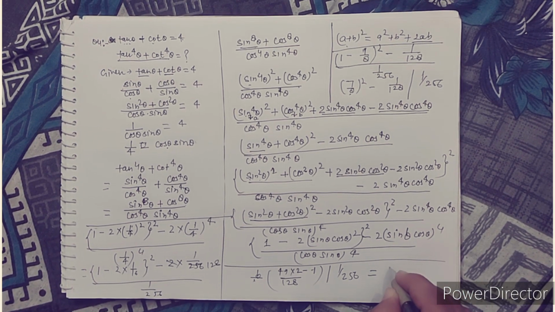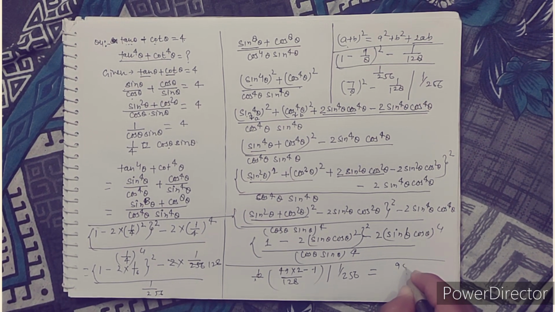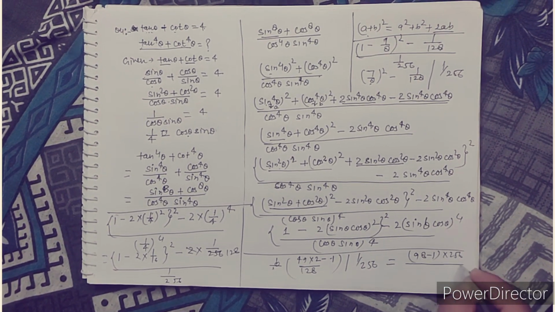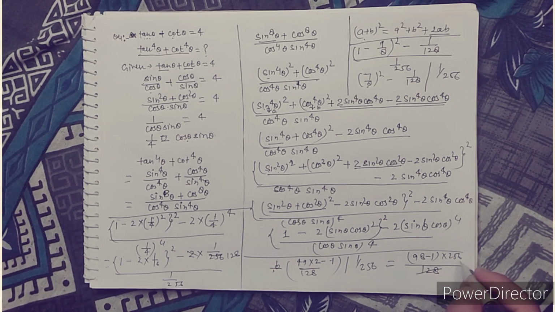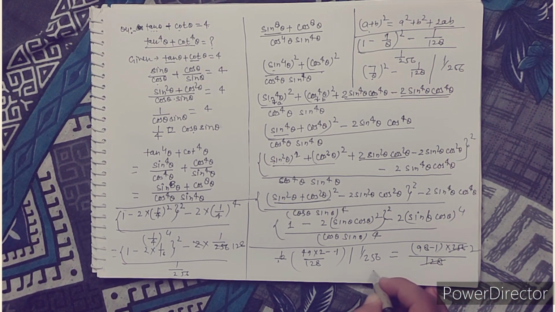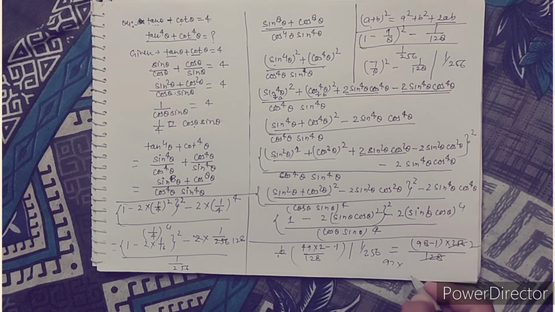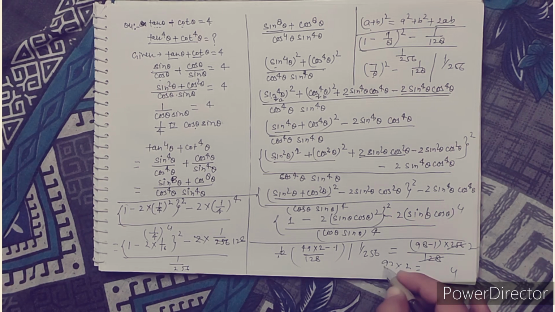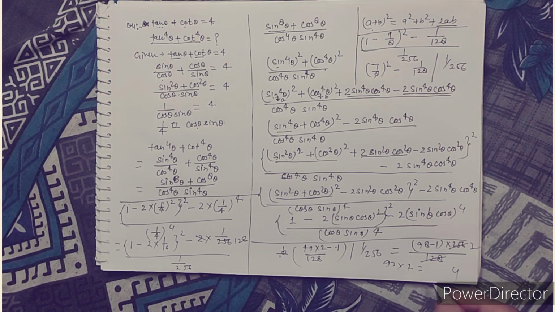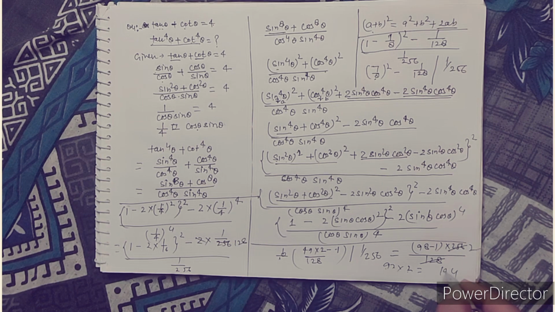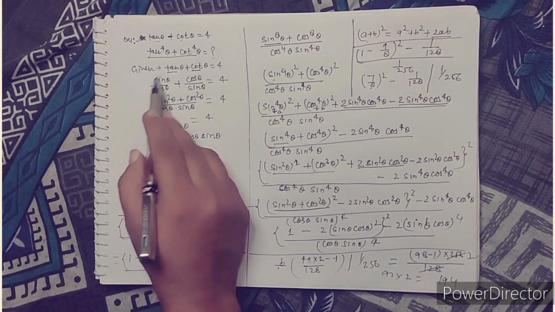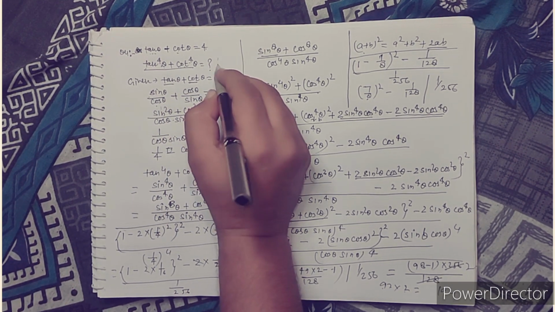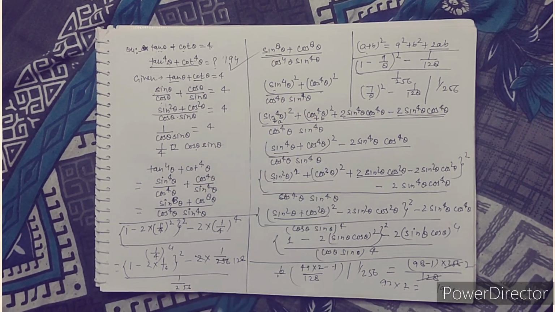Now 49 times 2 is 98, minus 1, multiplied by 256 and divided by 128. 128 times 2 is 256. Now it will be 97 multiply 2, equal to 194. So the value of tan^4 θ plus cot^4 θ is equal to 194. That is the answer. Write this.